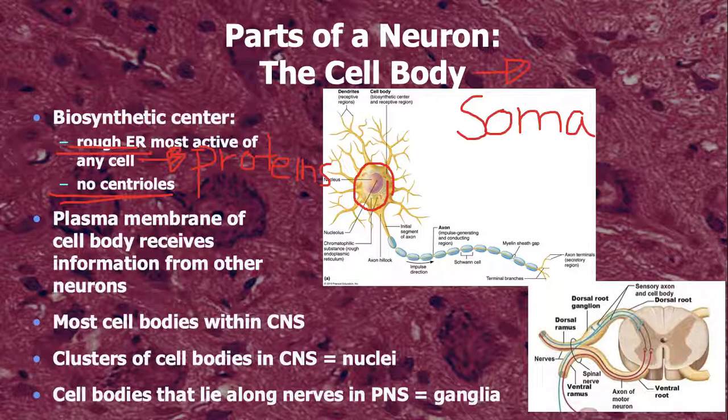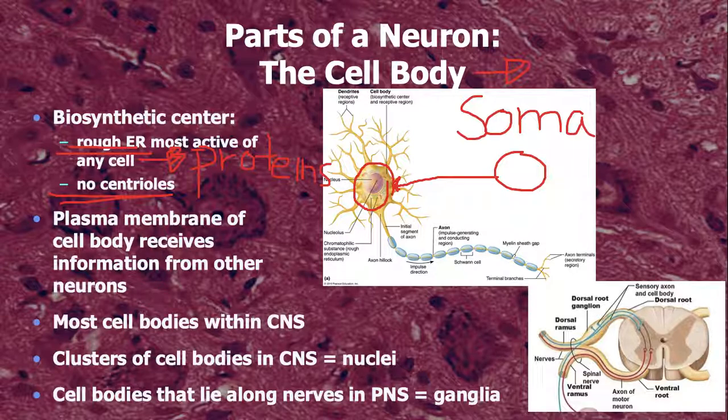The plasma membrane of the cell body is what receives the information from other neurons. So another neuron may be sitting over here, and it will send its information here to the cell body itself. That's where we're trying to get all the information to. And then that cell body will send the information down one of its extensions.